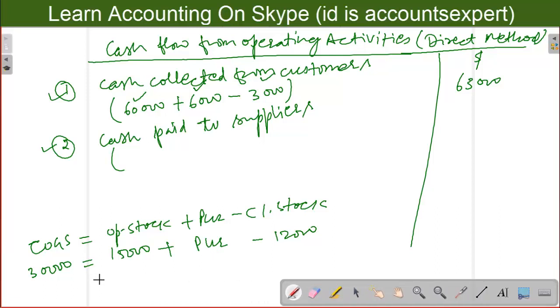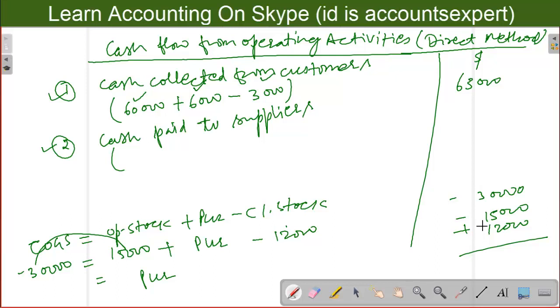Now see what I will do. I will transfer all the right hand side's figures to the left hand side in order to compute the purchase. So 30,000 is already there on the left hand side. When I transfer this 15,000 to the left hand side, it will turn into minus 15,000. And when I transfer this negative 12,000 to the left hand side, its sign will change to plus 12,000, isn't it? So what is the final figure of purchase? 30 minus 3, 27,000. Excellent. This is the final figure, 27,000. So in this manner we got the purchase, and this purchase figure I will use here. Total purchase 27,000 we got.